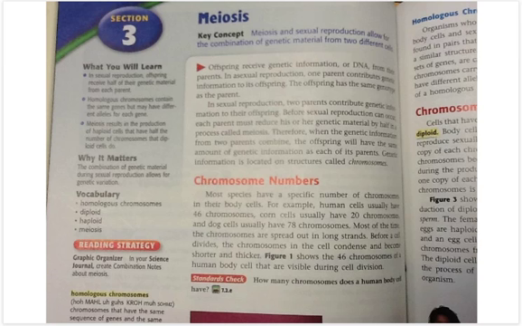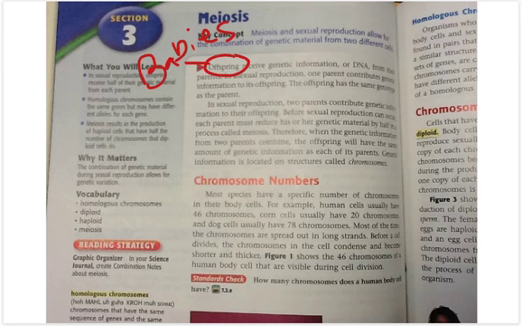The key concept is that meiosis and sexual reproduction allow for the combination of genetic material from two different cells. Offspring receive genetic information, or DNA, from their parents. What are offspring? Right here. What are offspring? Babies. That's all. So offspring receive genetic information, or DNA, from their parents.